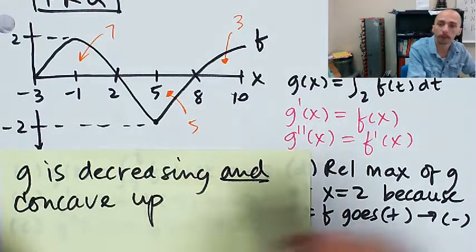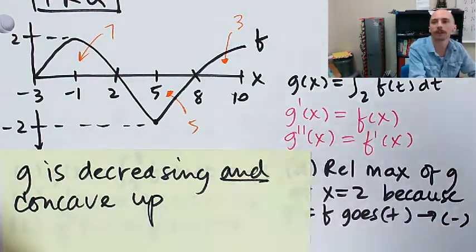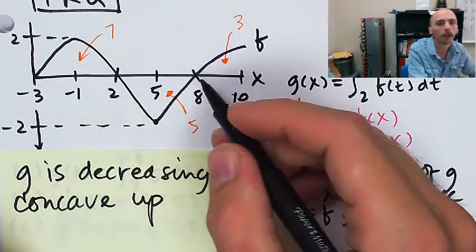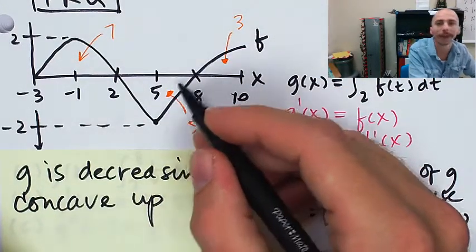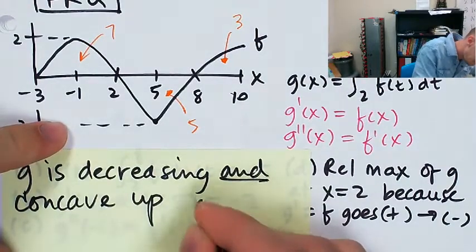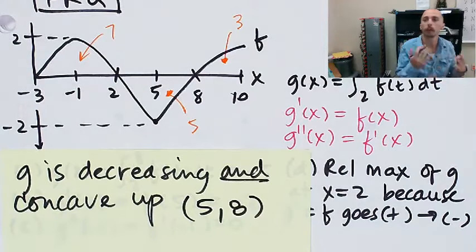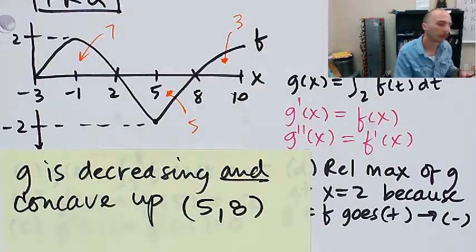Or you could say concave up is where g double prime is positive. That's where f prime is positive, so where f has a positive slope, again right here. So where f is both negative and positively sloped, that's 5 to 8. We can call it the open interval 5 to 8. We could call it the closed interval 5 to 8. We don't care about that.